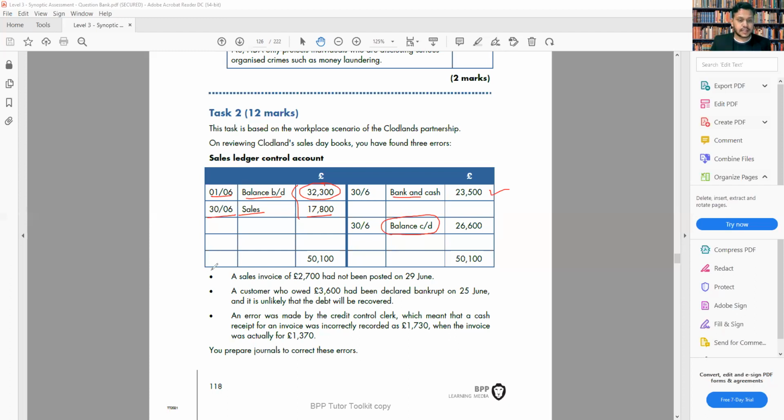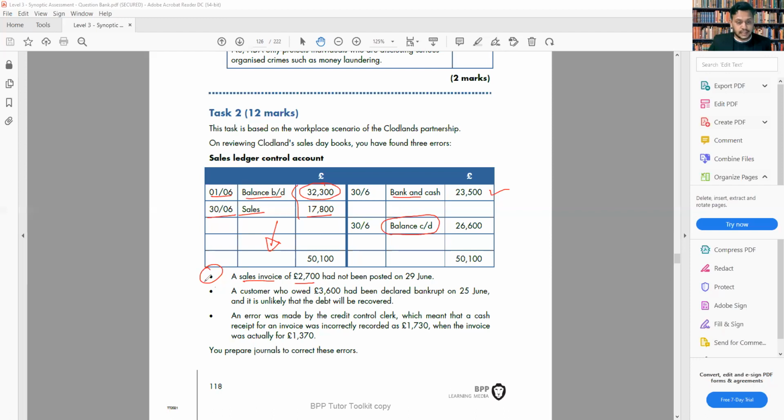Let's have a look. The first error you can see is that a sales invoice of 2,700 had not been posted on the 29th of June. I completely forgot. I made a sale of 2,700 but forgot to record it, and because of that my sales is down by 2,700. It is possible when you have a lot of invoices. For example, if your manager brings you 1,000 invoices and you keep entering them in the system, maybe you miss 1 or 2. When you double check and find it, you can re-record it. It's not a problem. This one was completely missed, so we have to record it. And sales always come on the debit side, because if I make a credit sale, I'm expecting more money from my credit customer, so it will increase the balance.